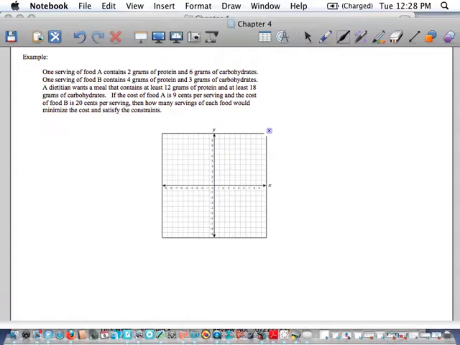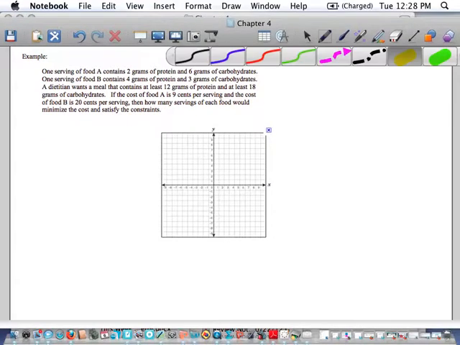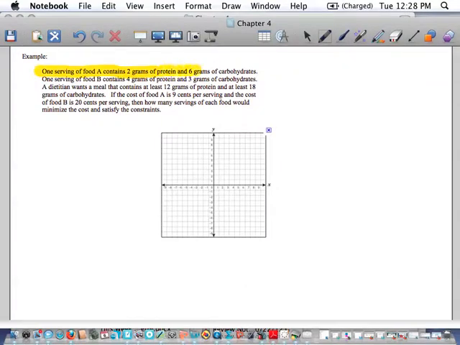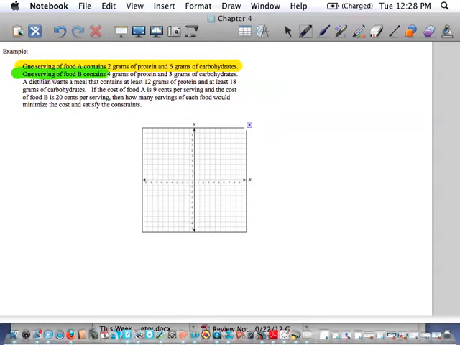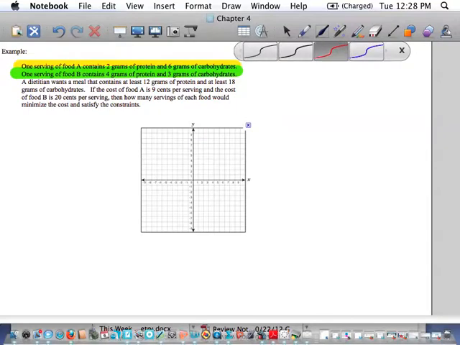So we have another example. This one says 1 serving of food A contains 2 grams of protein and 6 grams of carbohydrates. So we're looking at food A, proteins, and carbohydrates. The next part says that 1 serving of B contains 4 grams of protein and 3 grams of carbohydrates. It says a dietitian wants a meal that contains at least, so we want to have at least 12 grams of protein and at least 18 grams of carbohydrates.